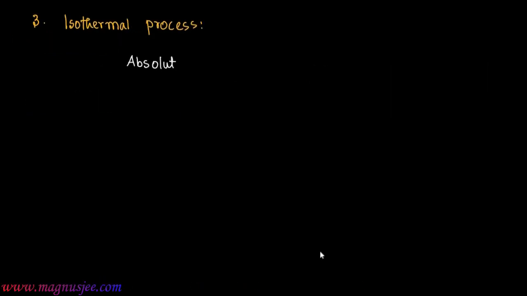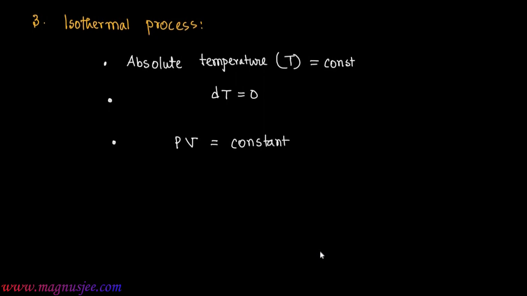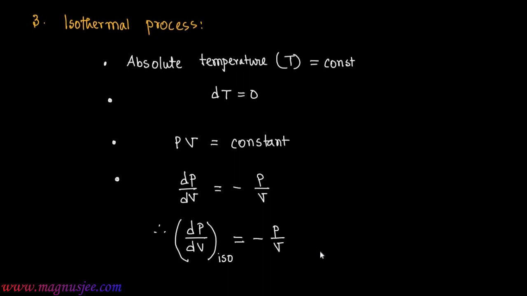For an isothermal process or change, the absolute temperature T remains constant. The absolute temperature of an ideal gas remains constant. The change in absolute temperature, that means dT, will be 0. The product of pressure and volume, that is PV, remains constant, and dP by dV, the slope of the isothermal curve, will have the expression minus P by V.